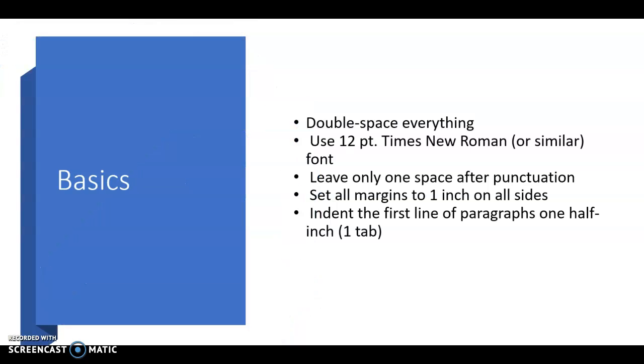So first of all, in MLA, you want to make sure to double space everything. This includes your works cited page, your header in your document, and your entire paper. MLA requires that you use a 12-point normal font, such as Times New Roman, or something similar. You should only leave one space after punctuation. This includes both commas and periods.